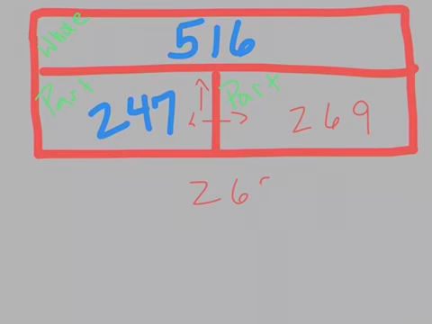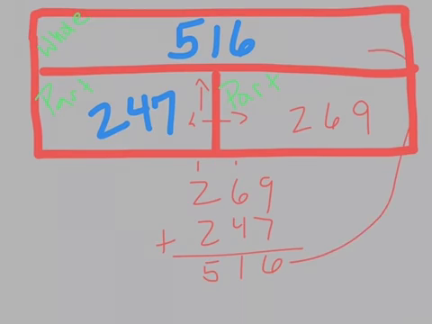So let's check. 269 plus 247. 9 plus 7 is 16. 6 plus 4 is 10, plus 1 more is 11. 2 plus 2 is 4, plus 1 more is 5. And it checks out, 516.